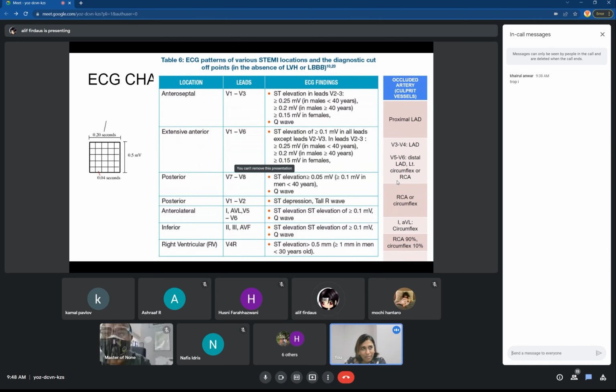People often miss this MI if we do not pick it up, but the reciprocal changes are already showing. We just do not look at the reciprocal leads. It is not posterior. Posterior MI, you need the extra effort to do. This one, in the 12 lead ECG, you can already see. Anterior MI.